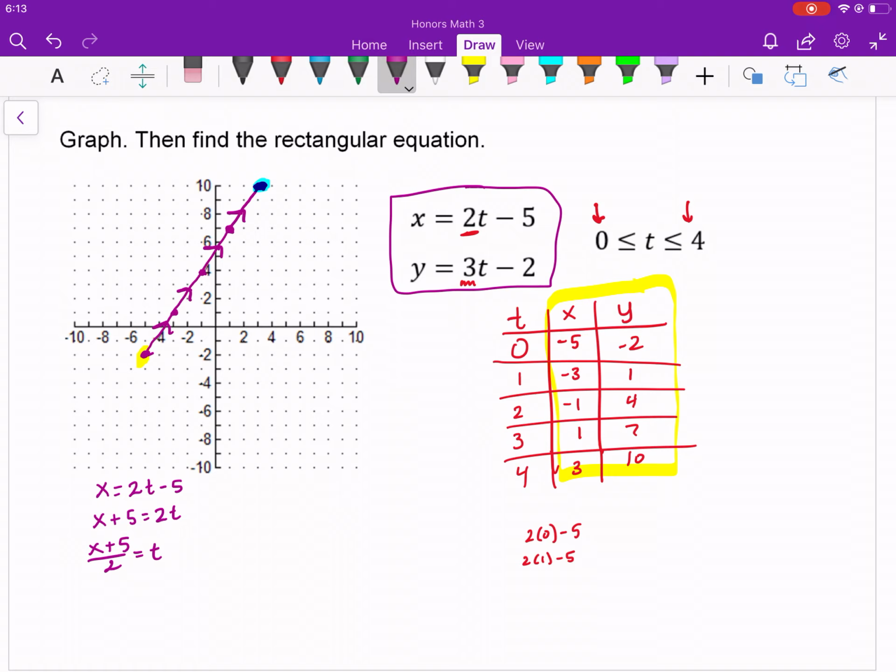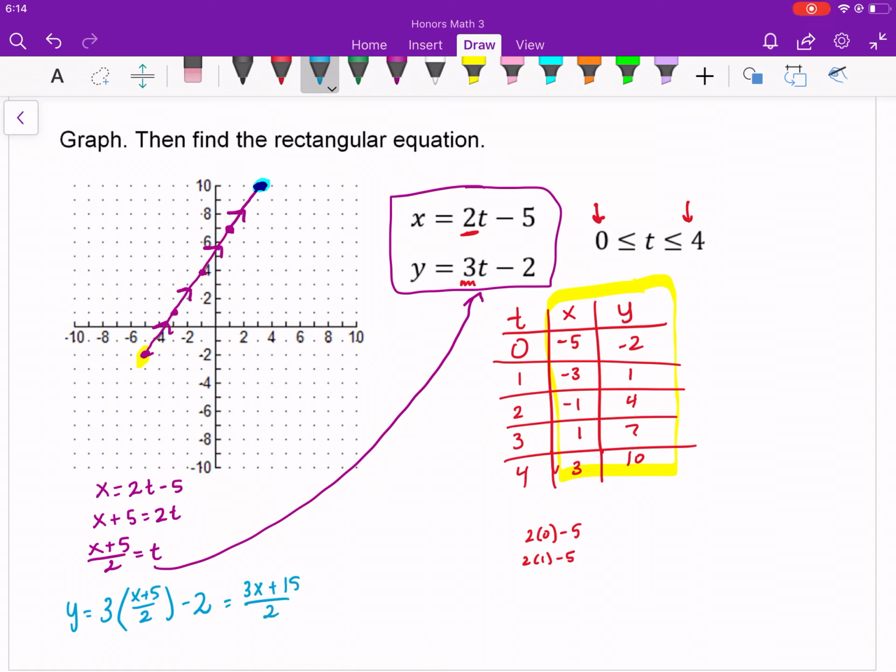And then I'll go ahead and plug that in to t for the y. So I get y is equal to 3 multiplied by x plus 5 over 2 minus 2. And I'll clean that up a bit. So we've got 3x plus 15, all of that over 2 minus 2, which is the same thing as 3 over 2 x plus 15 over 2 minus 2, or our final answer of 3 halves x plus 11 halves.